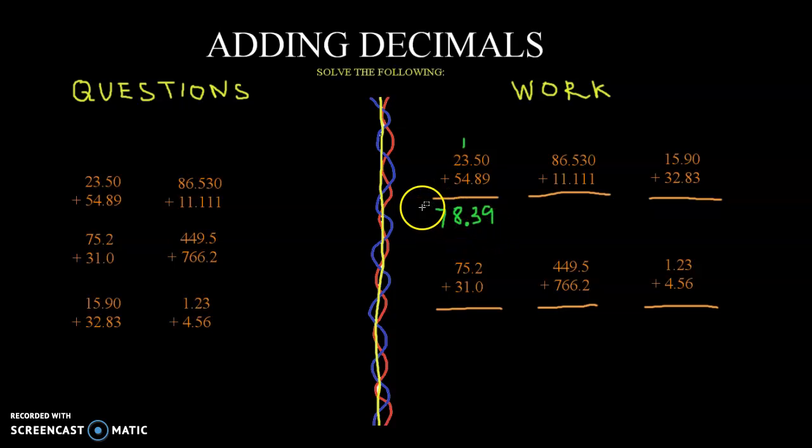Let's copy this and put it right here. This good, right? Okay, let's move on to the next one. 0 plus 1 is? 1. 3 plus 1 is? All of them are 1s. 4. 5 plus 1 is? 6. Add our decimal. 7 and 9, right?